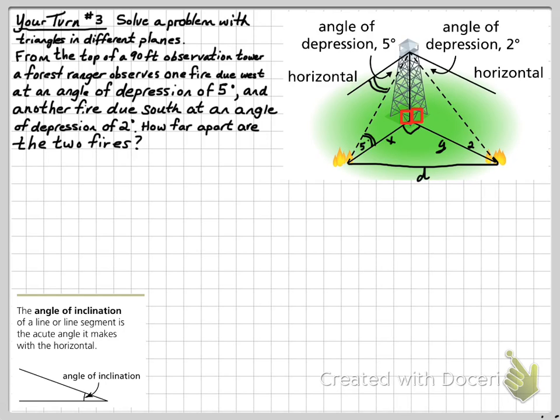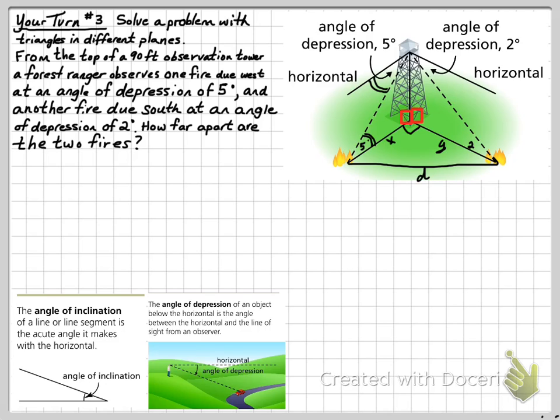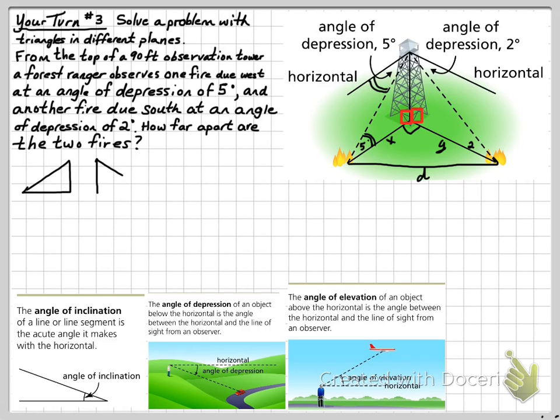First of all, our angle of inclination is the angle going up. The angle of depression is our angle looking down. And the angle of elevation of an object above the horizontal is looking up again. So here we have our two triangles. We need to figure out what x and y are. Well, in this example, I call them both x.